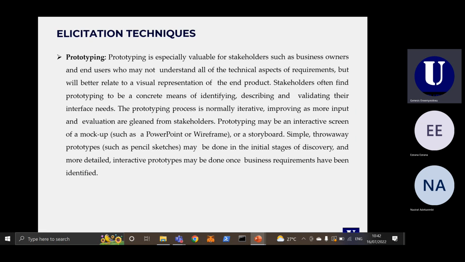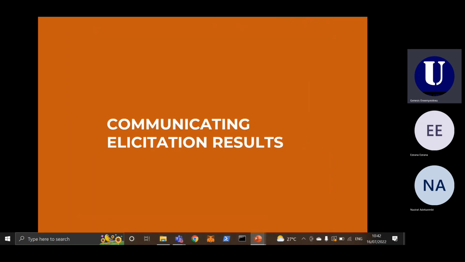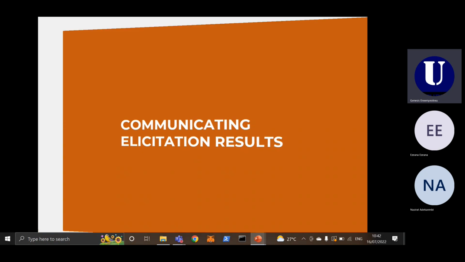So that brings us to the end of the techniques that we use in elicitation. There are several techniques. All I did here was just to list out the commonly used techniques in business analysis. There's functional decomposition, there's mind mapping. There are several of them that we use in eliciting requirements. So after you must have elicited a requirement, the next thing you have to do is to communicate your elicitation results, right?